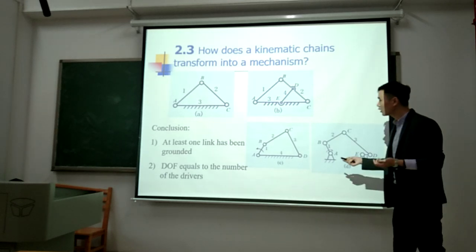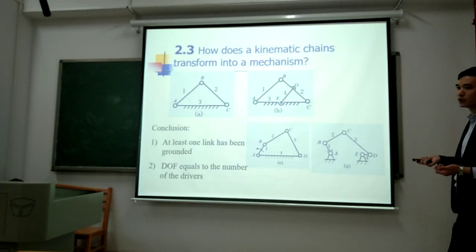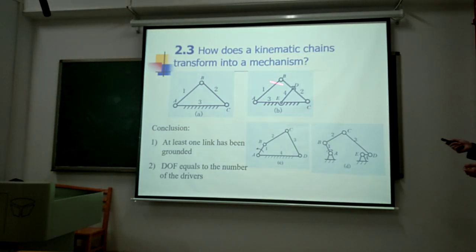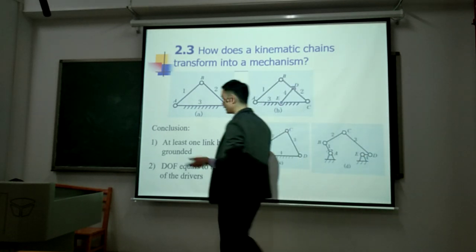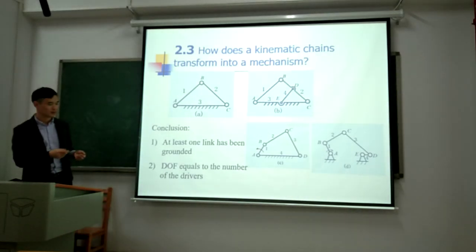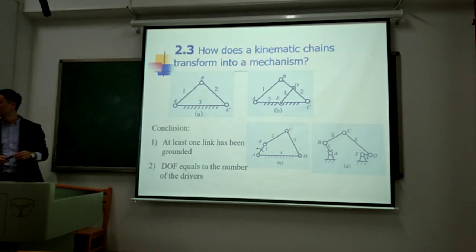Okay. Maybe in the final exam, we have these four pictures. We want to let you make a selection. Which one is a mechanism and which one is not? Okay. So it's because the line means that it's fixed. That's when you want to calculate the DOF.